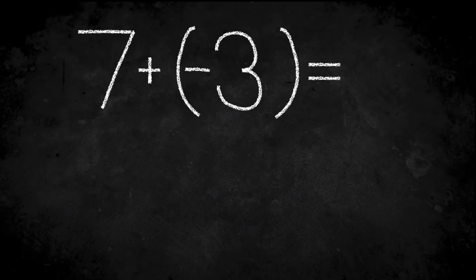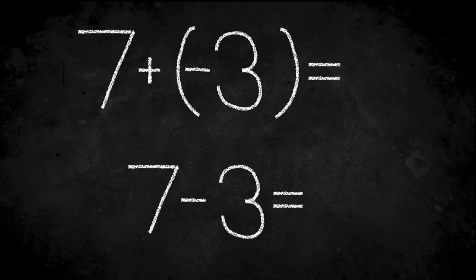Next, let's say we have 7 plus negative 3. 7 stays the same, and instead of adding, we subtract, and negative 3 becomes 3, and 7 minus 3 equals 4.